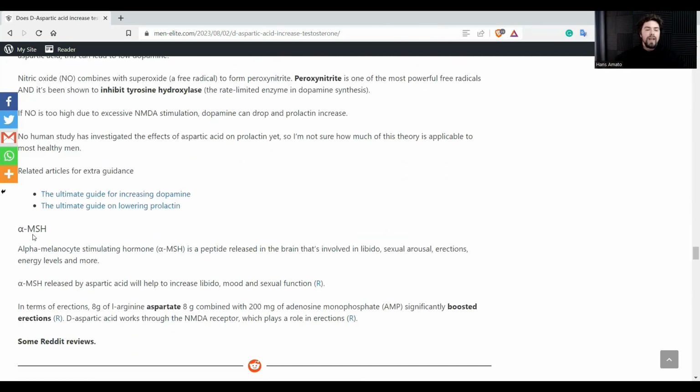And then we have alpha MSH. Alpha melanocyte stimulating hormone is a peptide released in the brain that's involved in libido, sexual arousal, erections, energy levels, and more. So you might know alpha MSH as the melanocortin system. When you use melanotan-2 or PT141, that basically acts on the melanocortin system to promote erections and libido.